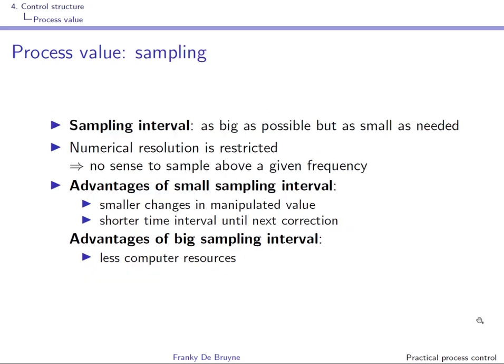Let us talk now about the sampling of the process value. The sampling interval should be as big as possible, but as small as needed.